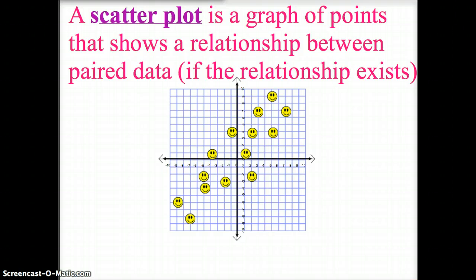Fitting a line to data. A scatter plot is a graph of points that shows a relationship between paired data, if there's a relationship that exists.